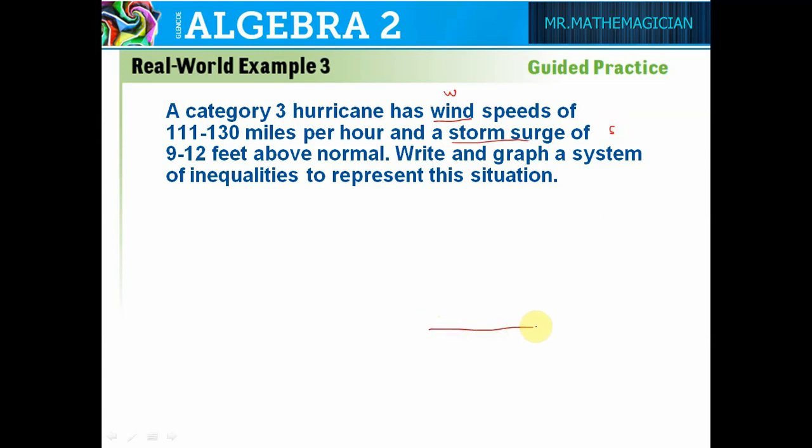If we take the S as the x-axis and the W as the y-axis, of course we need a scale to reach 9 to 12 on the S and 111, 130 on the W. So I'll move here by 4 and I start making two lines exactly at 9 and 12. So here at 9 and at 12.